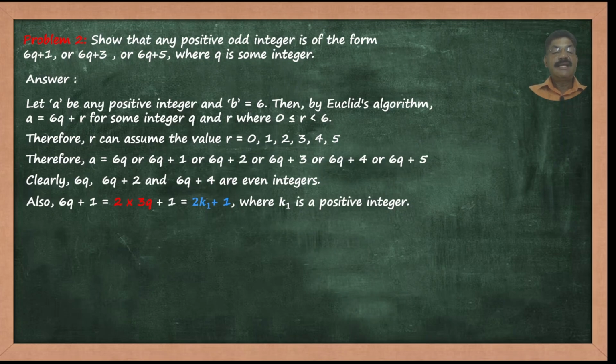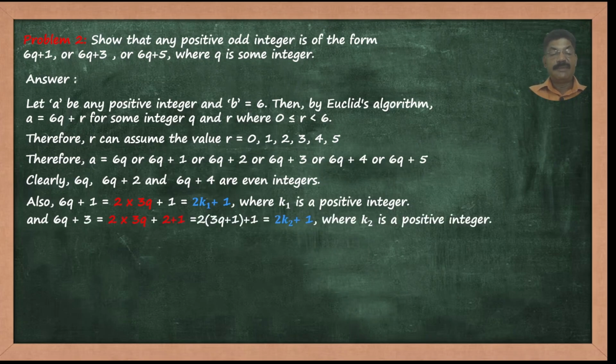6q plus 1. This can be written as 2 times 3q plus 1. If you take 3q as k1, it becomes 2k1 plus 1, where k1 is some integer. Therefore, clearly 6q plus 1 is an odd number. Now consider 6q plus 3. This can be written as 2 times 3q plus 2 plus 1. In the first two terms, 2 is common. So you take it outside. What remains? 3q plus 1. You take that as k2. Therefore, this number becomes 2k2 plus 1, where k2 is a positive integer.